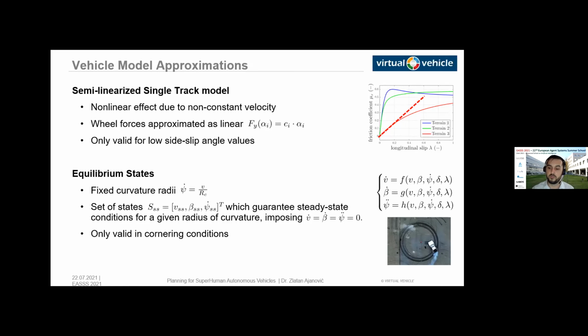What we used here is quite an interesting approach using equilibrium states. This was actually known, also for people who do drifting, that you can drift around in a circle with constant longitudinal velocity and also constant radius. These equilibrium states are described with longitudinal velocity and beta steady state. This beta means the side slip angle, which shows the angle between the axis of the vehicle and the velocity of the vehicle.